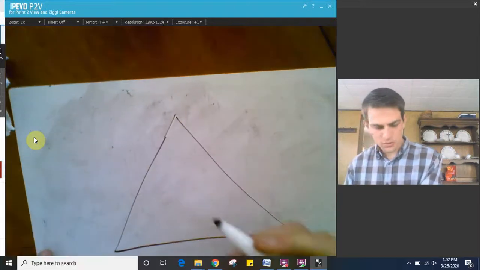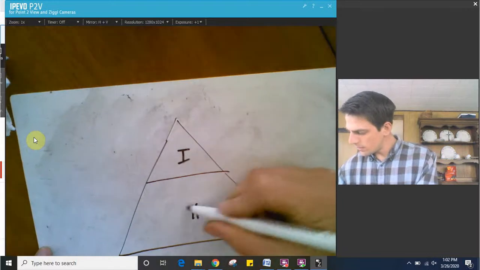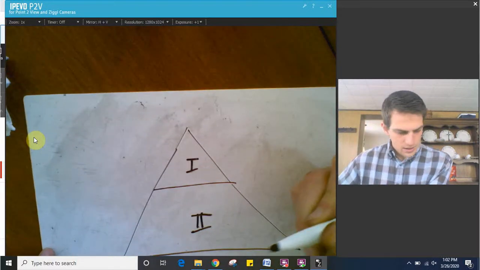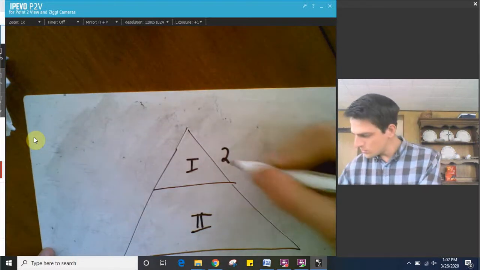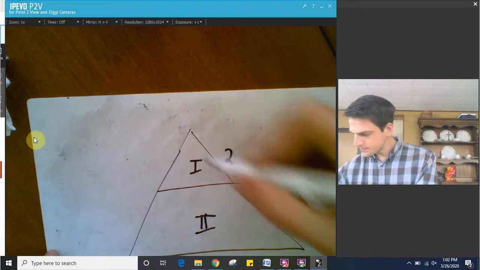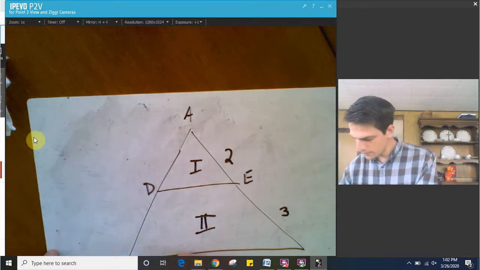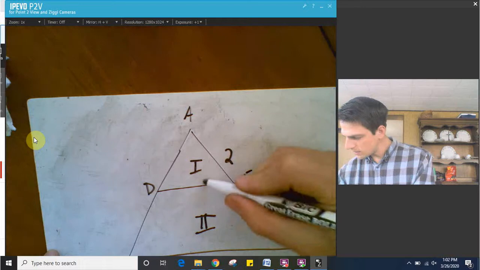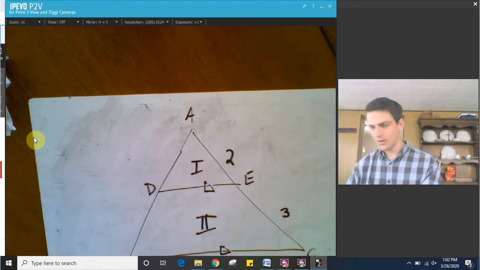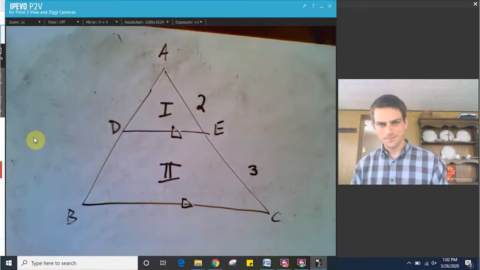So here it's giving you two regions, region 1 and region 2. Let's see what other information we have. This is 2, this is 3, and it gives you points in here as well. And we know that these guys are parallel. I feel like we haven't done a lot of parallel lines in a while.